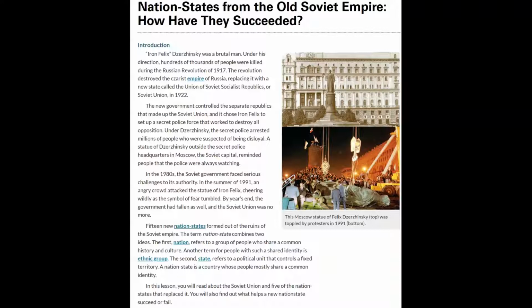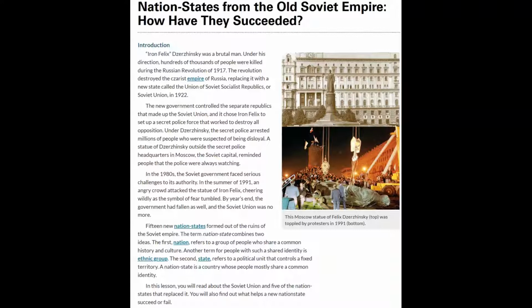Under his direction, hundreds of thousands of people were killed during the Russian Revolution of 1917. The revolution destroyed the Tsarist Empire of Russia, replacing it with a new state called the Union of Soviet Socialist Republics, or Soviet Union, in 1922. The new government controlled the separate republics that made up the Soviet Union, and it chose Iron Felix to set up a secret police force that worked to destroy all opposition.